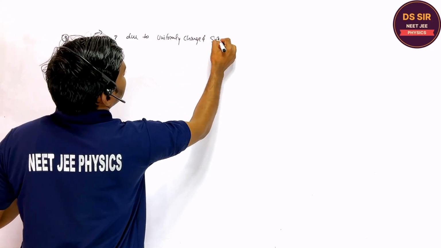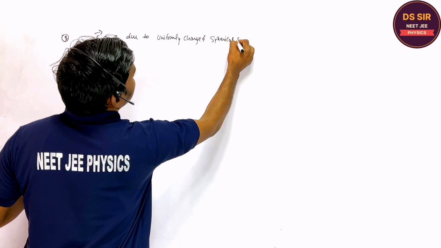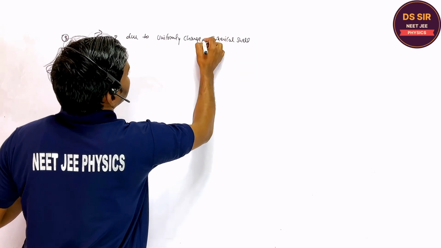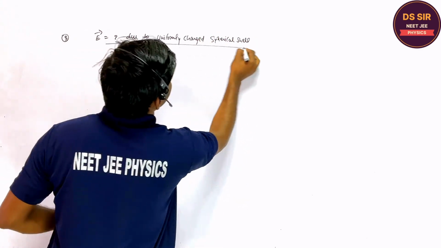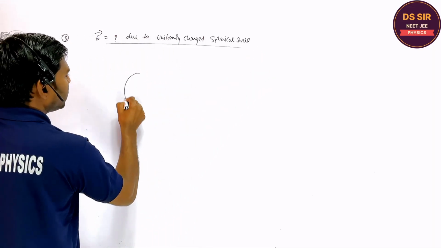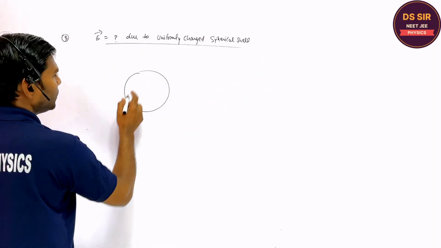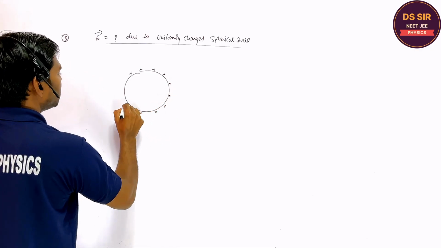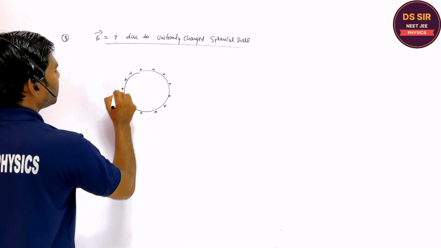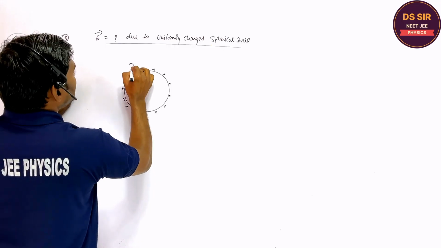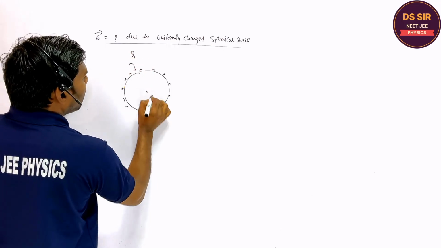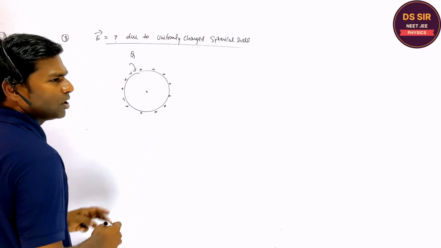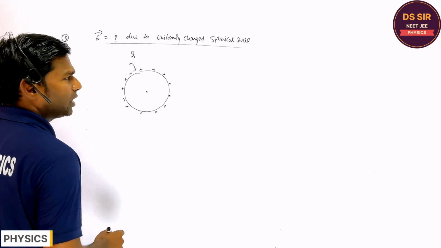Now the next application: you have to find the electric field due to a uniformly charged spherical shell. If this is the sphere and this is the shell, the total charge is Q, and you have to find the electric field due to this charge distribution.